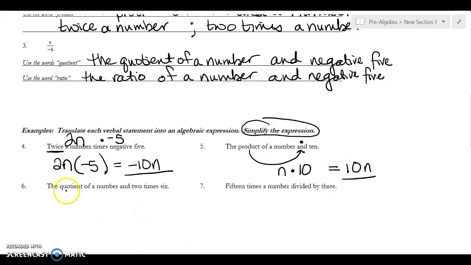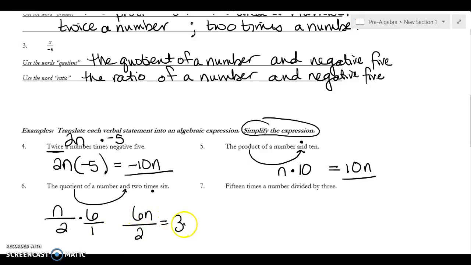For number 6, quotient. Quotient's an "and" word. It goes here. So a number and 2. So divide by 2 times 6. Well, to simplify this as a fraction, if I put a 6 over 1, n times 6 is 6n over 2 times 1 is 2. And 6 divided by 2 gives me 3n.